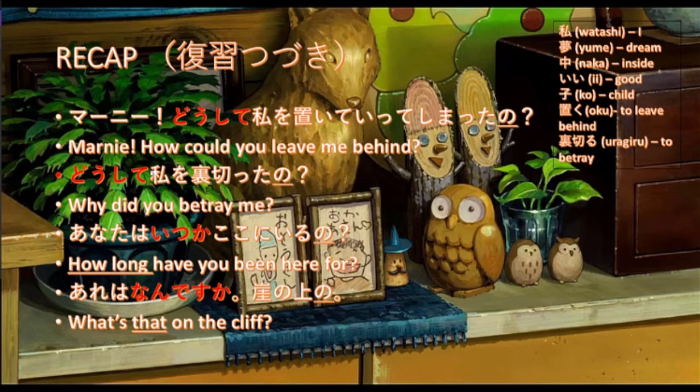Dōshite watashi wo uragitta no? Anata wa itsuka koko ni iru no? Are wa nan desu ka? So we've got the doshite here, why. We've got the itsuka, which is like how long. And again, we've got this ni iru, koko ni iru, which is saying here, located. How long have located you? So you, how long? You wa itsuka, how long? Koko ni iru, here, located. And are wa nan desu ka? What is that?